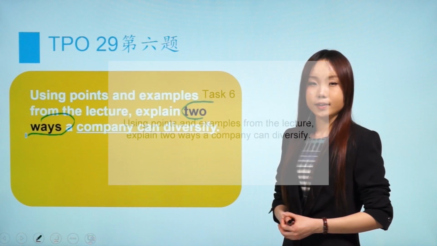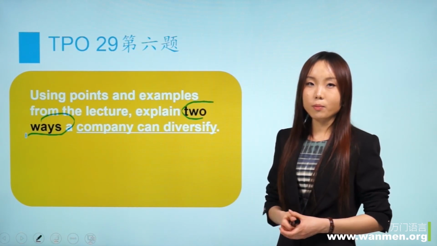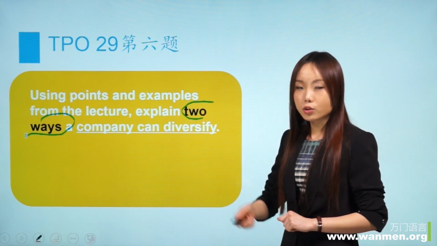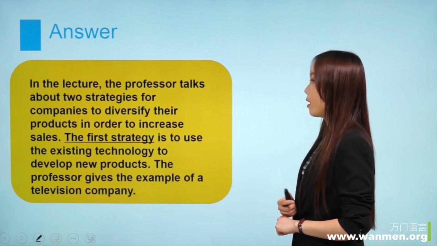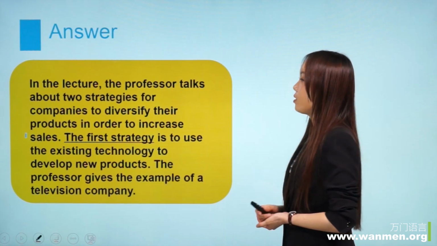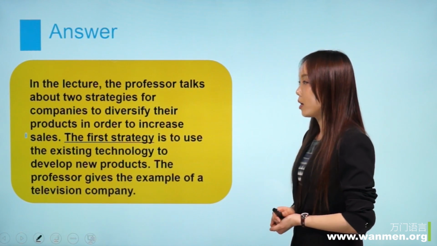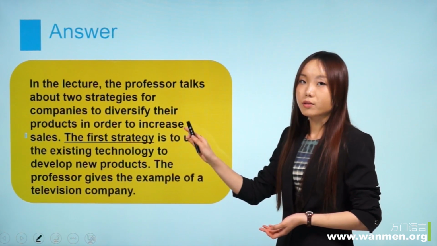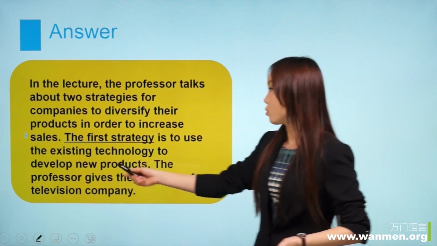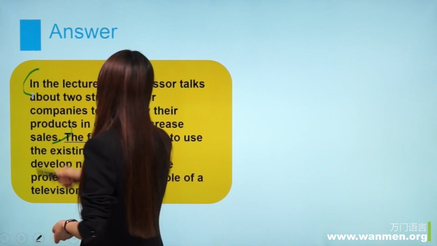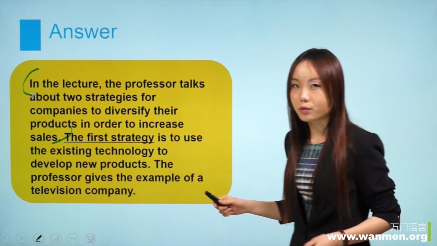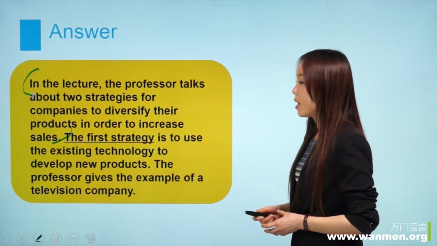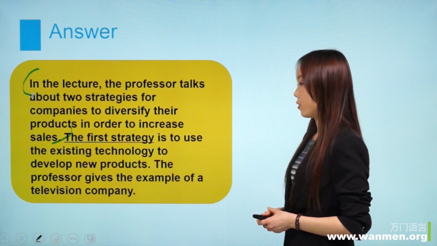好的，听力听过去呢，我们知道首先我们要进行一个总括，然后其次呢，我们要给出 one, two 两条 ways. In the lecture, the professor talks about two strategies for companies to diversify their products in order to increase sales. 这就是一个总括句。那我建议大家在回答第6题之前都要包括这样一个句子。The first strategy is to use existing technology to develop new products.